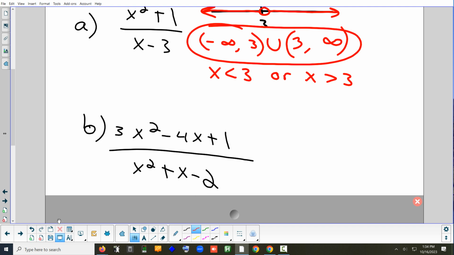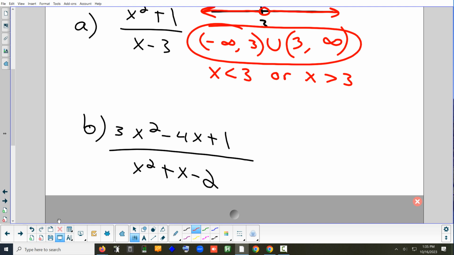Let's try this one. Okay, so here's another rational function. We have a polynomial on the top, another polynomial on the bottom. They're both quadratics. And what did I say when we were finding the domain? You just want to make sure that you never do what in this kind of problem? Zero. You never want to divide by 0.